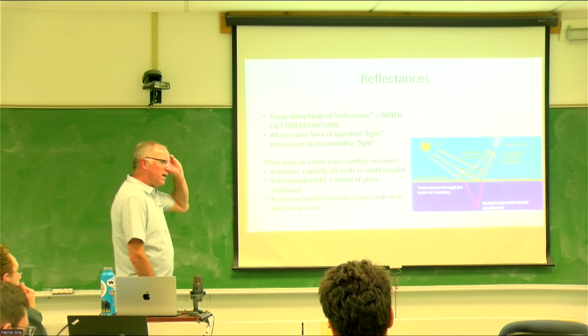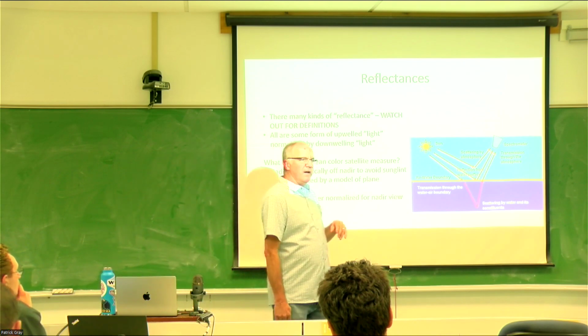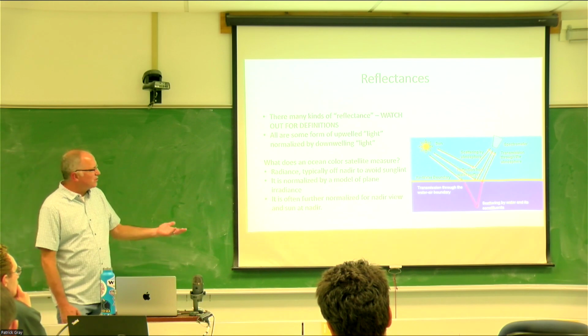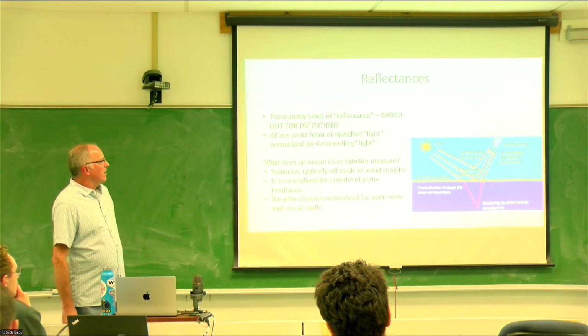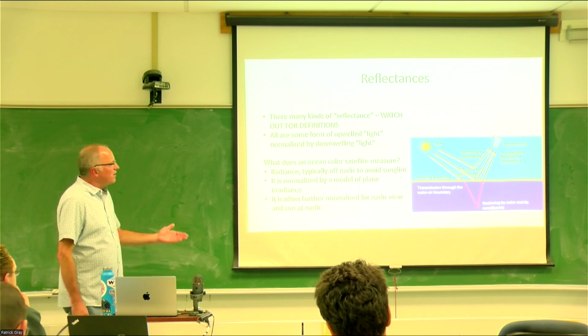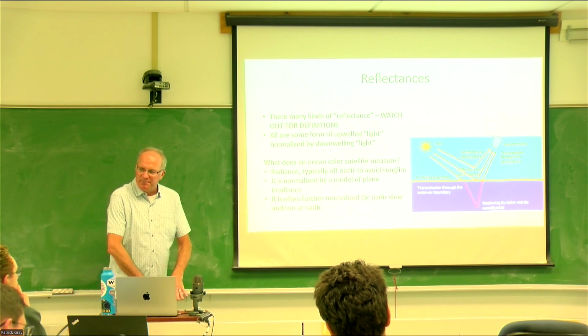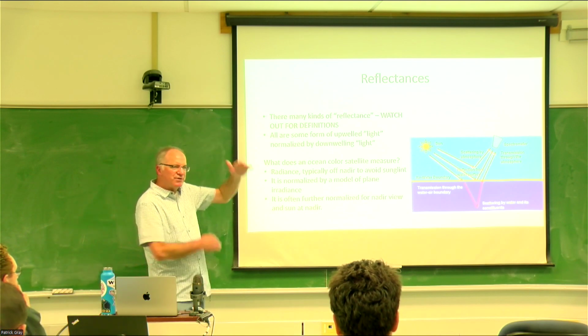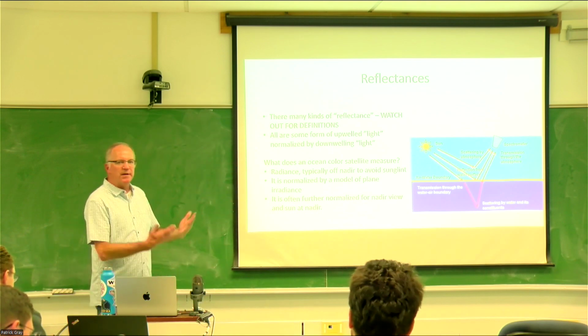Okay, so another set of AOPs, or reflectances, what you've been measuring, are all in some form upwelling light normalized by downwelling light. That's the reference: how much light is leaving the ocean over how much light is hitting the ocean.